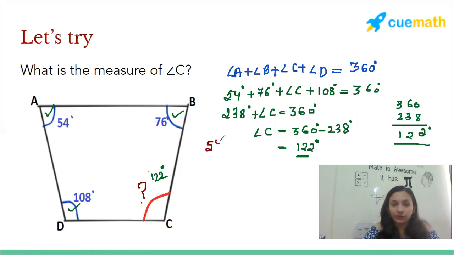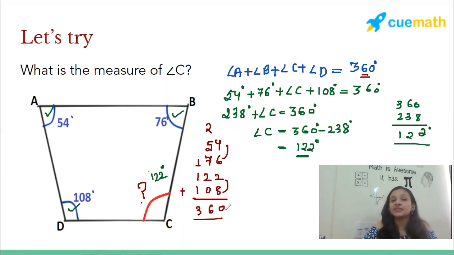So we have 54, 76, 122, 108. Now what will happen? You should get the sum of all the 4 angles to be equal to 360 degrees. If it doesn't come out to be 360 degrees, that means you have done some calculation mistake here. So 6 plus 4 is 10, 8 plus 2 is 10, 10 plus 10 is 20, so 0 to carry forward, 5 plus 2 is 7, 7 plus 7 is basically 14, 14 plus 2 is 16, 6, 1 carried forward, that gives you 3.